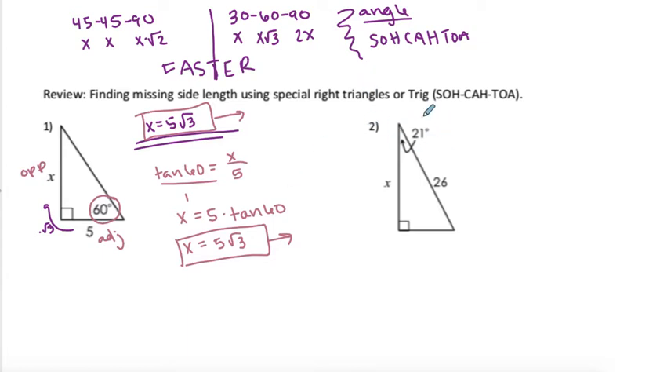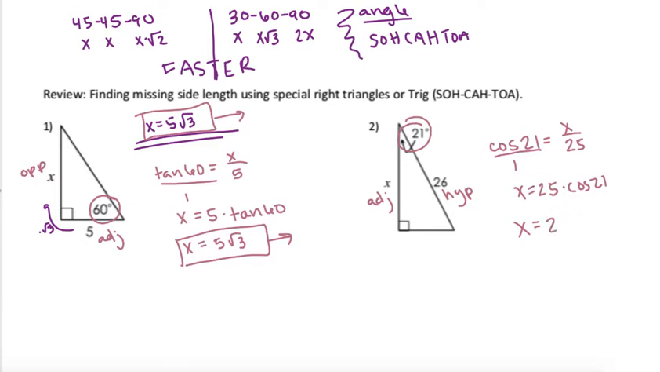On number 2, 21 isn't special, so again, I have to do my labeling, adjacent and hypotenuse, and using trig, cosine of 21, to find that missing side length. So I have x equals 25 times cosine of 21. Again, I'm putting this in my calculator because I don't know what the cosine of 21 is. And I get 24.3 as that missing side length. And again, we're going to use this in our formulas for the next couple days. So that's why we're reviewing here.